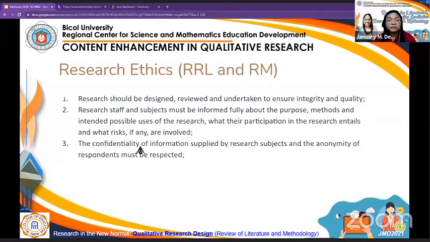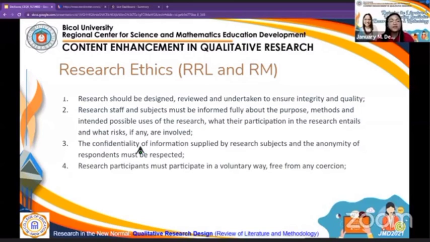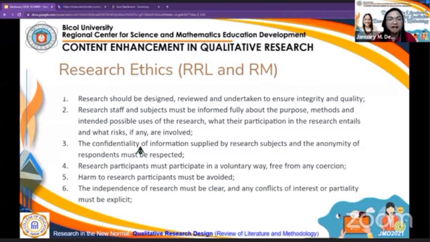So you always need to inform them. Of course, confidentiality and anonymity, and then research participants must also participate voluntarily, and harm must be avoided. Remember that the researcher and our participants in particular are the center of our ethical practices. And the 6th one is that the independence of research must be clear, and any conflicts of interest or partiality must be explicit. So we need to be responsible researchers.